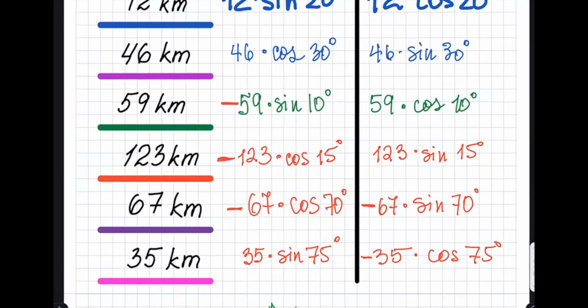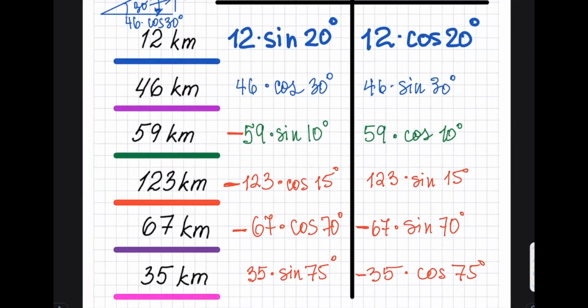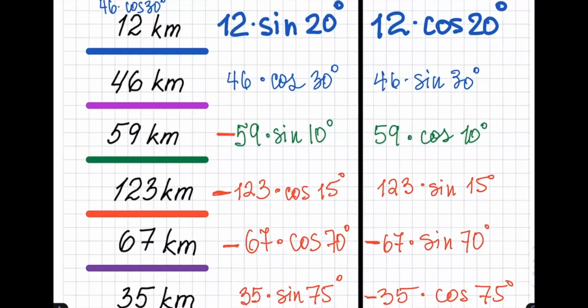So that's how you, what is called, resolve a vector into components. You use sine and cosine to figure out what the components are.